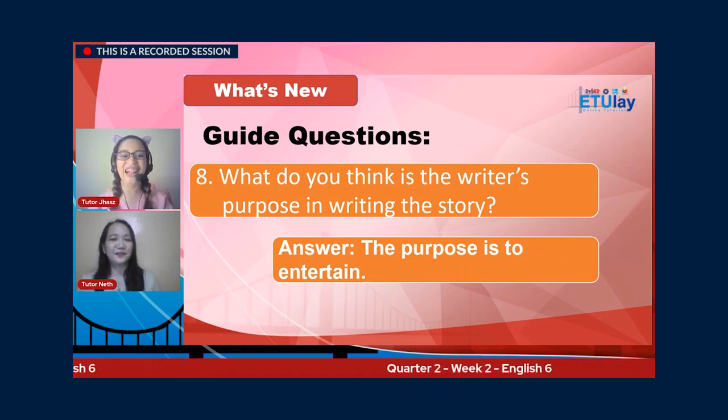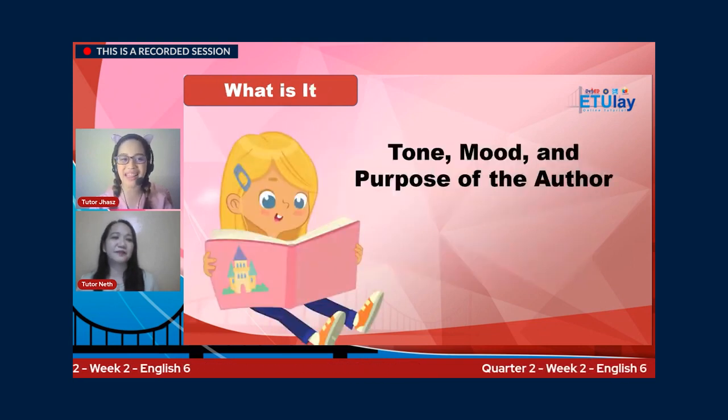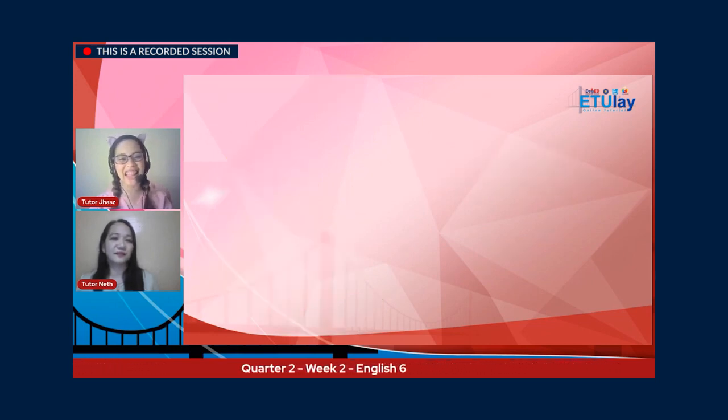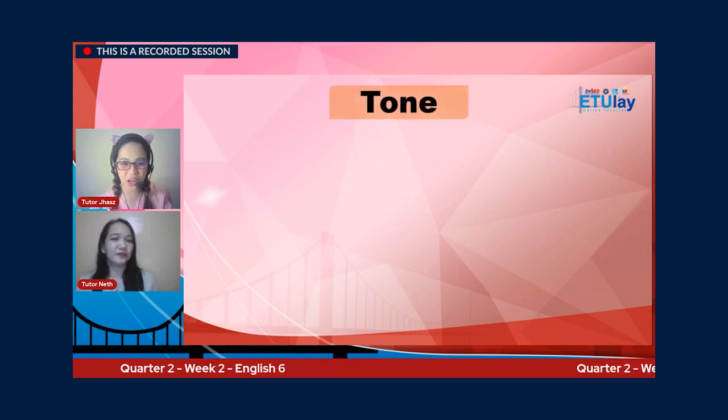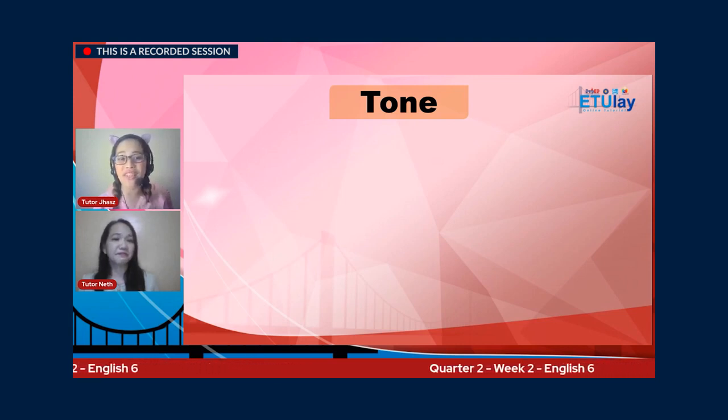That is right. Okay, and Tutornet, since we are talking about the tone, mood, and purpose of the author, let us now proceed to our, what is it? Let's have the first one. But before we proceed to discussing tone, you know, in a story or any literary piece, the author's point of view is reflected in the purpose of the selection. In determining the author's purpose, mood and tone are important factors to consider.